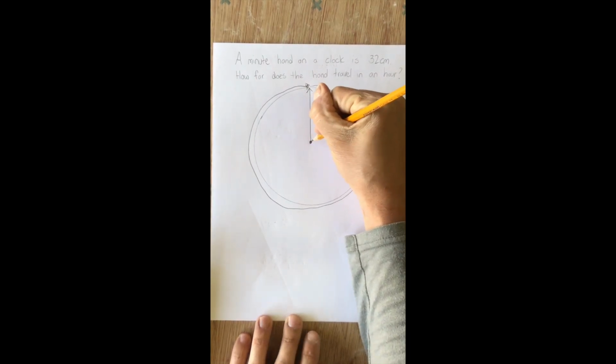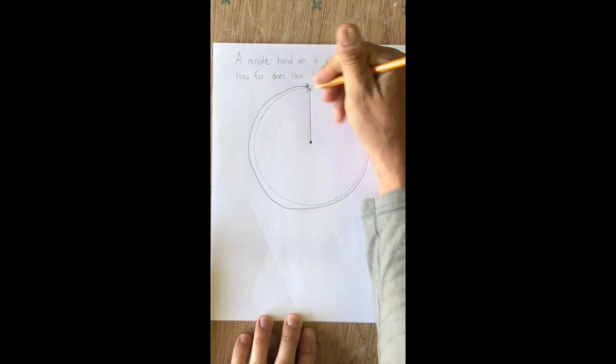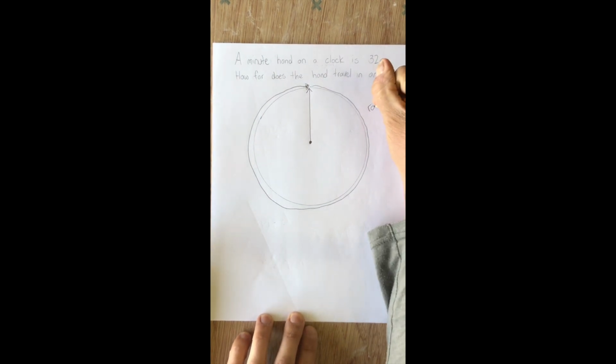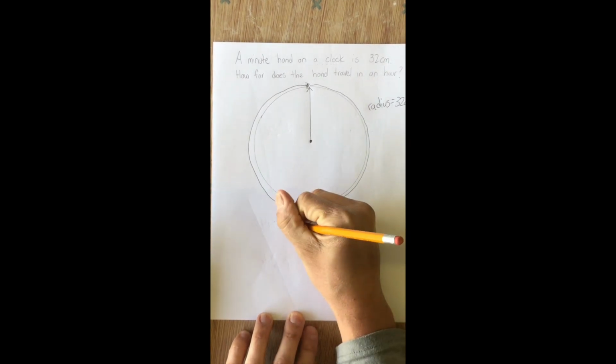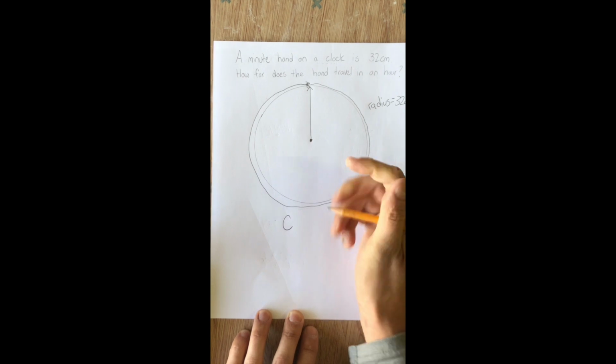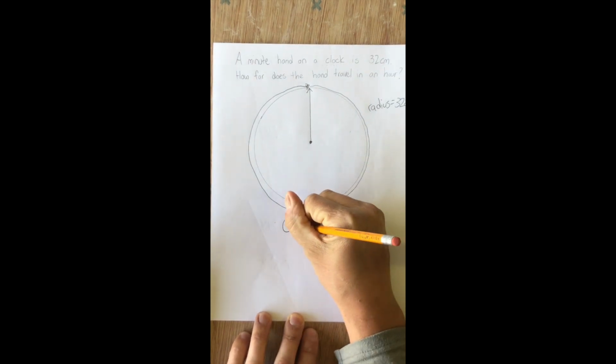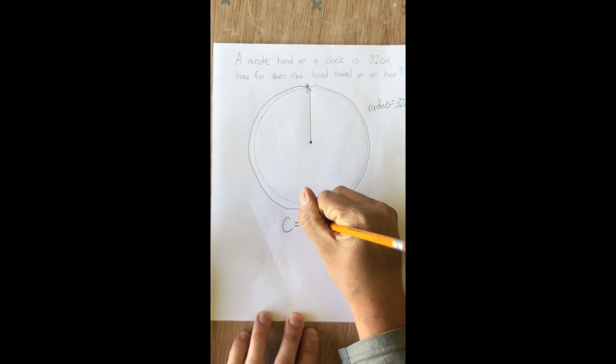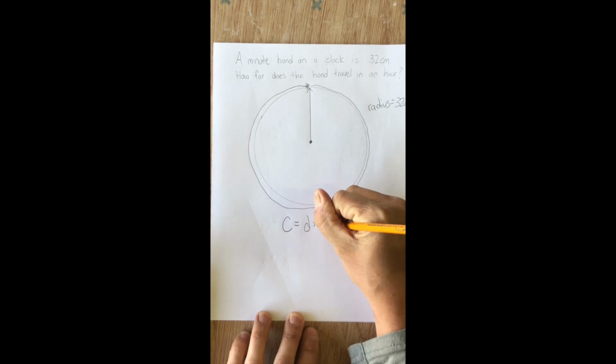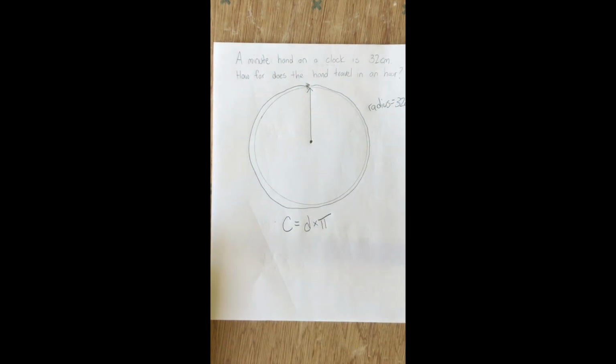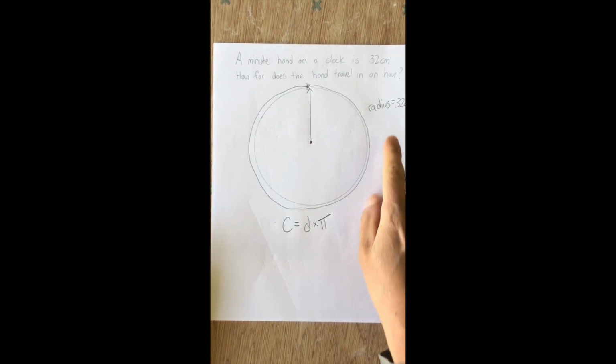So what are we given here? Well, this distance is from the middle to the outside. That is the radius. So the radius is 32 centimeters. What I need to be able to find out is the circumference. To find the circumference, I have to take my diameter and multiply it by pi. C equals d times pi.